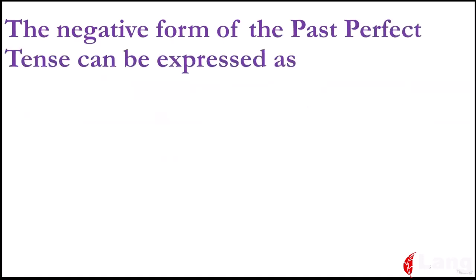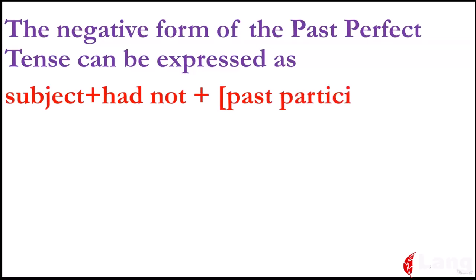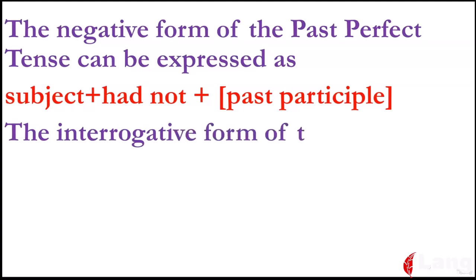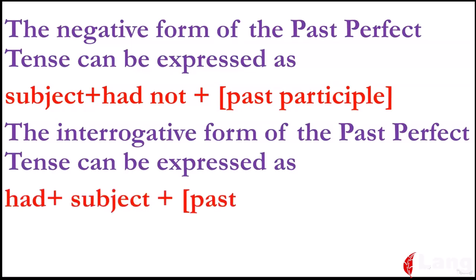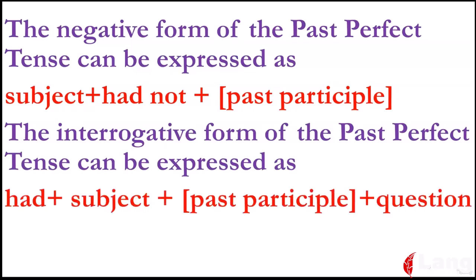The negative form of the past perfect tense can be expressed as subject plus had not plus past participle. The interrogative form of the past perfect tense can be expressed as had plus subject plus past participle plus question mark.